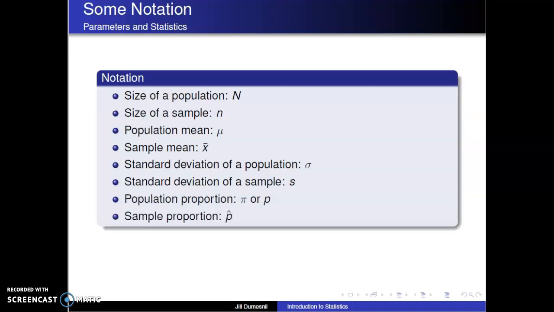The Greek letter for p is pi, but since pi already has a widely known fixed value, we often use lowercase p for a population proportion and use p hat for a sample proportion. However, sometimes even p means something else in statistics, and we have to substitute another symbol for the population proportion, as we will see in later videos.